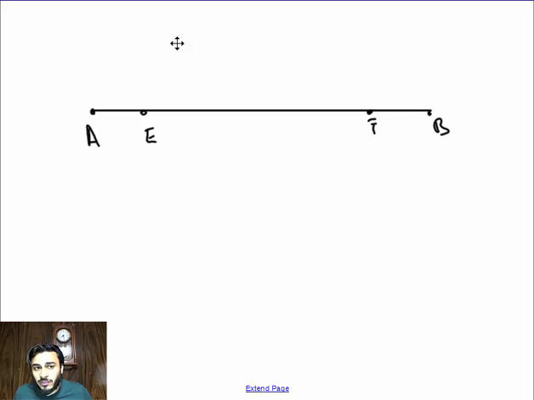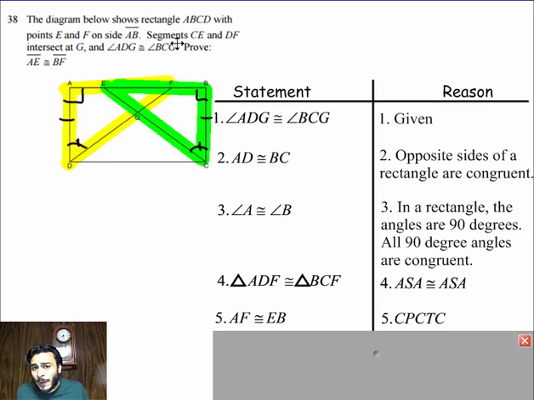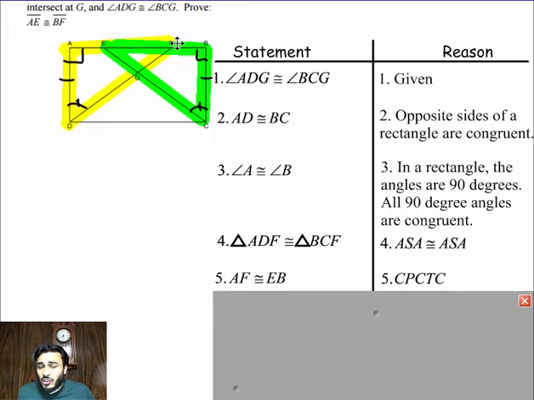I am in the process of making line proof videos, but if you just search for line proof videos, you can definitely find some help with that in that area. But that's the route I'm trying to go here. So that's why I said AF is congruent to EB. Now, it's just a line proof from this point forward.